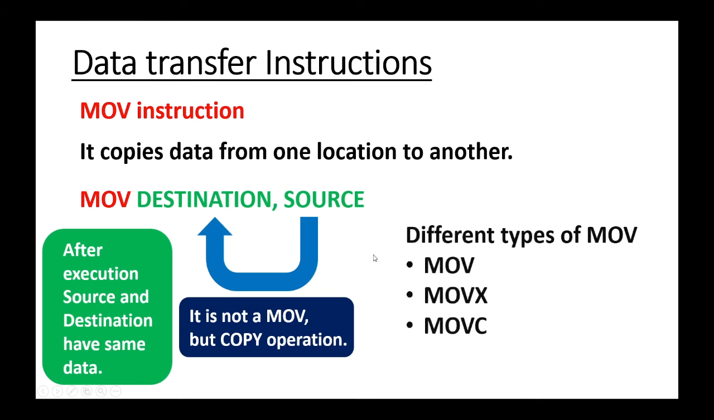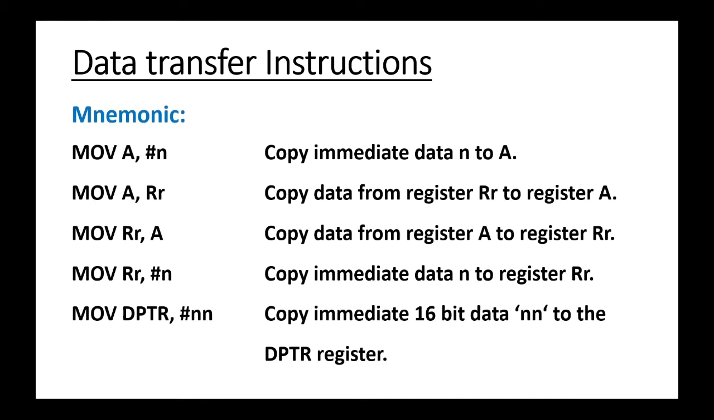There are different types of move instruction. MOV, which is a simple instruction, MOVX and MOVC. MOVX is used when you want to access the external RAM. And MOVC is used when you want to access code memory. Okay, so those are the mnemonics of the move instruction.